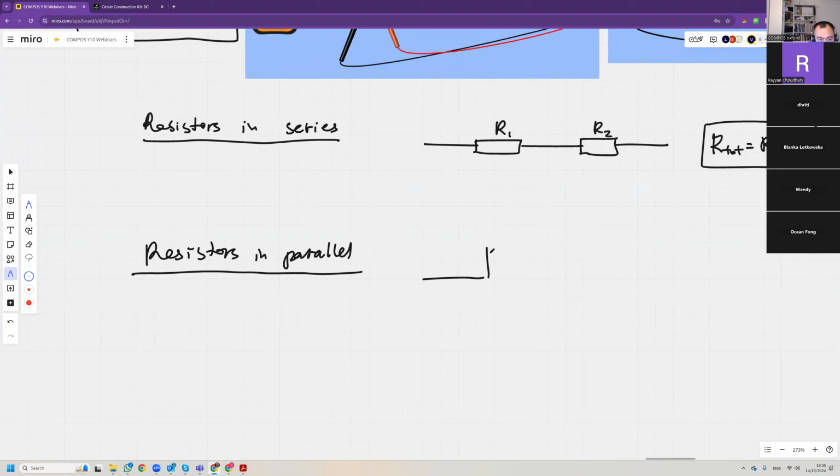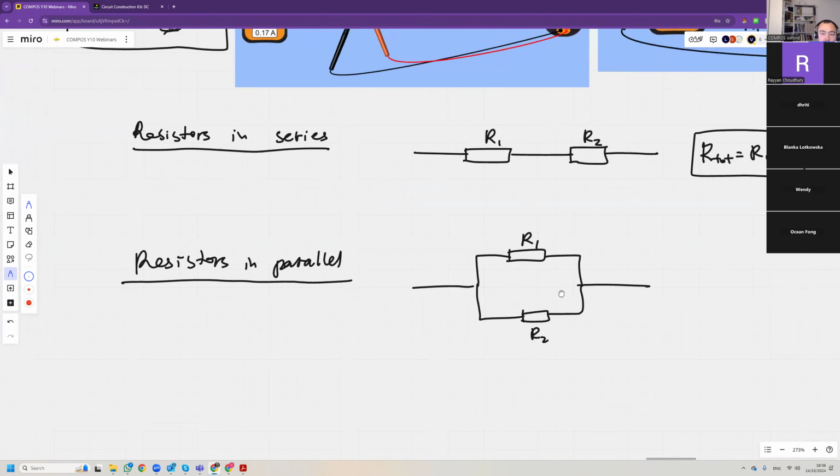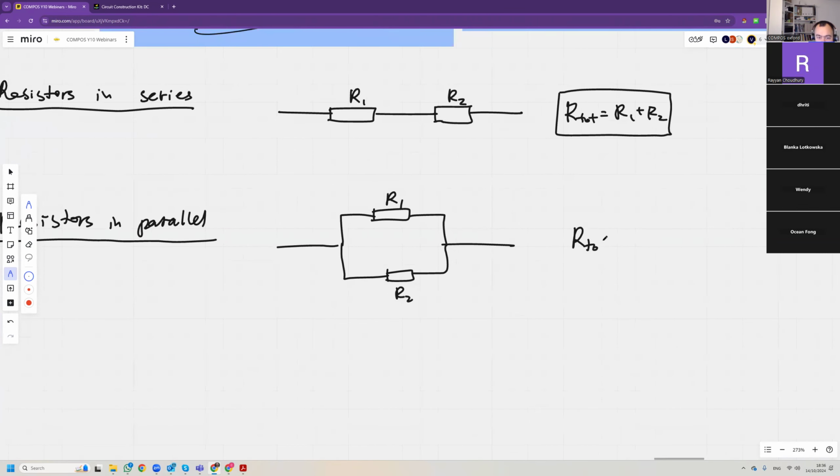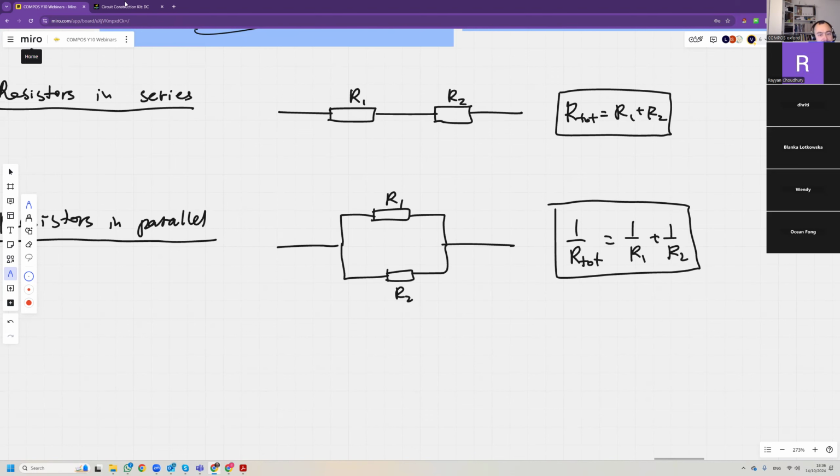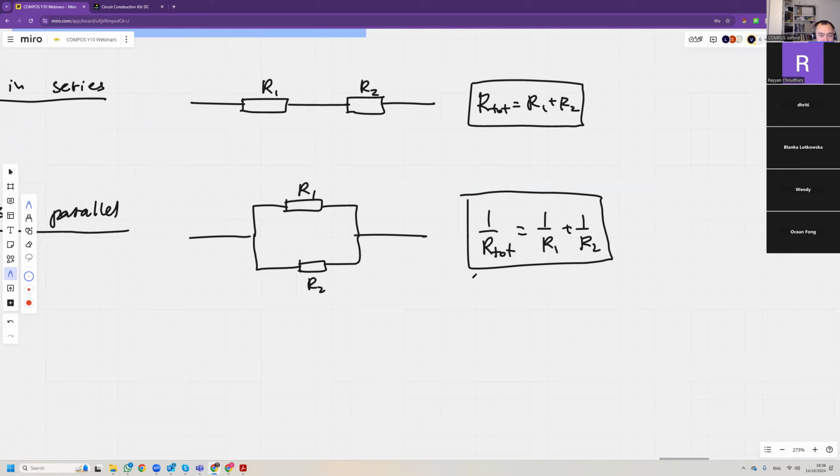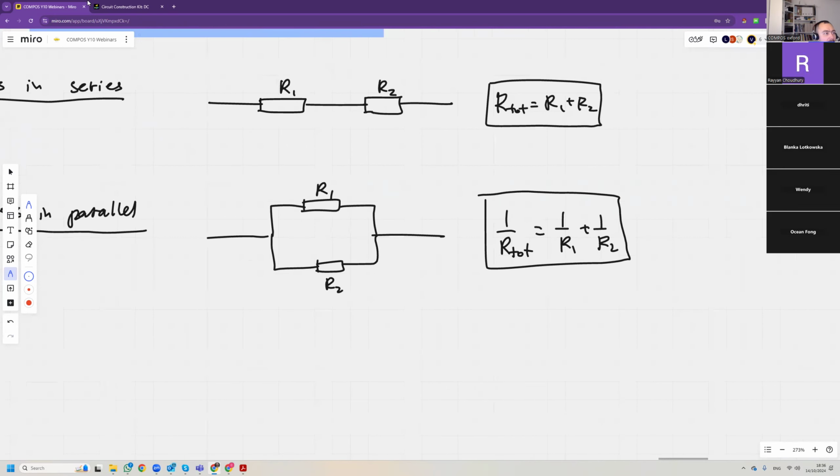Now resistors in parallel. Well, if you have R1, then you have R2, then 1 over R total is going to be 1 over R1 plus 1 over R2. All right, let's see if that actually works as well.